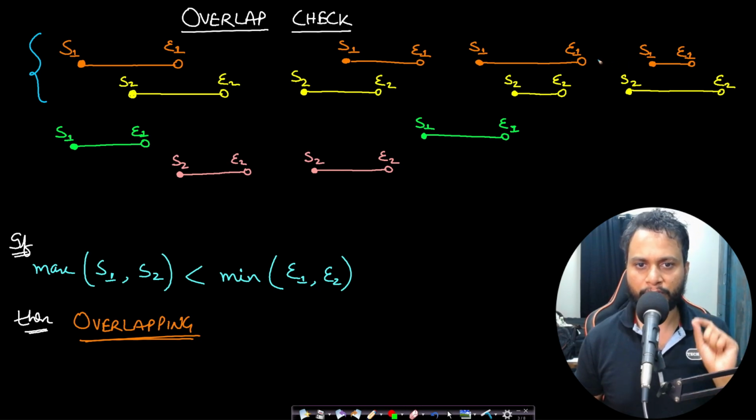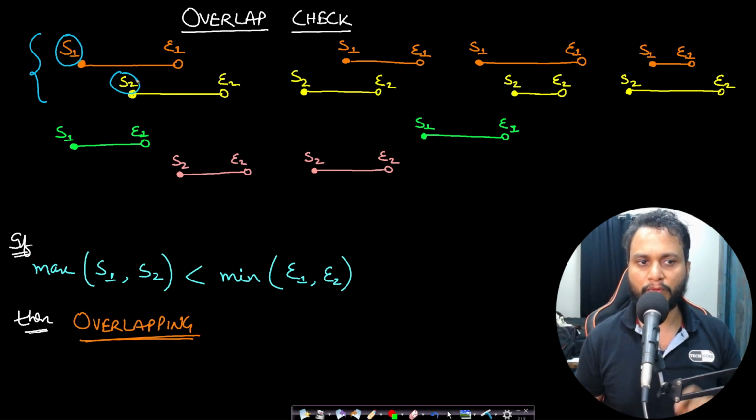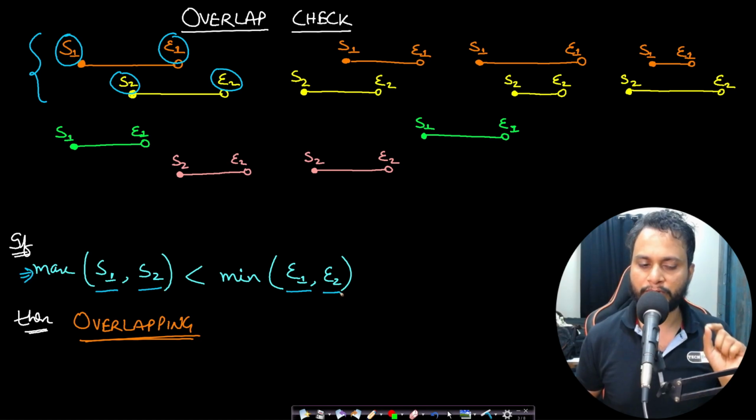If you notice in these 4 cases, you will find that the maximum of S1 and S2 will always be less than the minimum of E1 and E2. In all the 4 cases, that will be true. So if the maximum of S1, S2 is less than the minimum of E1, E2, then the two intervals will be overlapping, otherwise they will not overlap. So these are the non-overlapping cases.